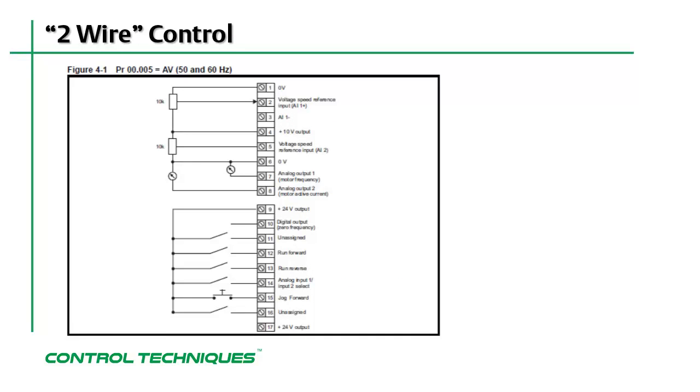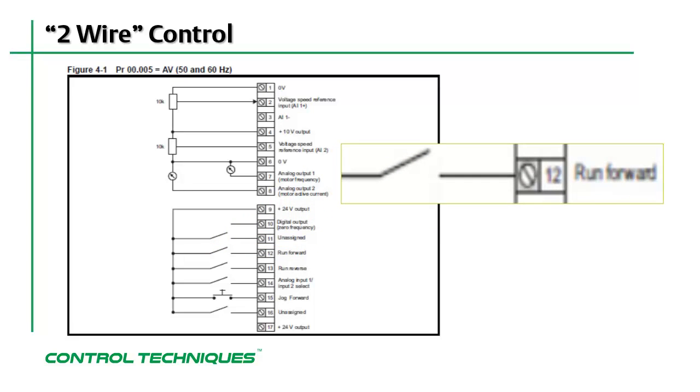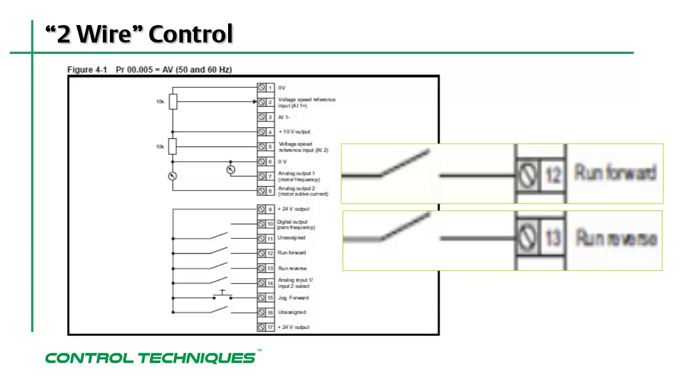With Menu 0, parameter 5 at its default setting of AV, the drive sequencer is configured to be in what is referred to as two-wire control mode. It's called two-wire control because there is one wire to run the motor forward and a second wire to run the motor in reverse. In this mode, the drive sequencer functions are not latched. That means that whenever either the run forward or the run reverse terminals are deactivated, the motor will come to a stop.